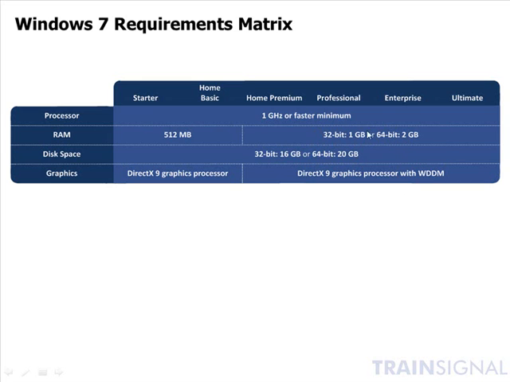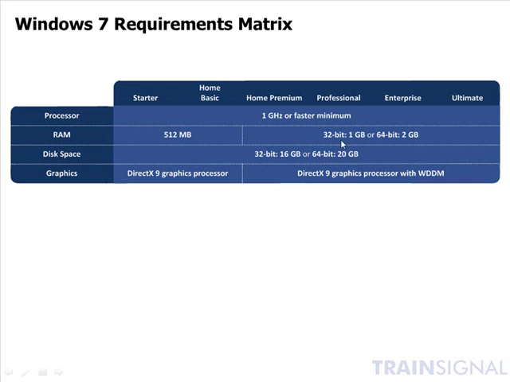My personal recommendation is to add 1 gigabyte to these as a real minimum. 2 gigs for 32-bit, 3 gigs for 64-bit. RAM is cheap these days, so it's really in your best interest to make sure you have plenty of RAM, not just a minimum to run Windows 7.